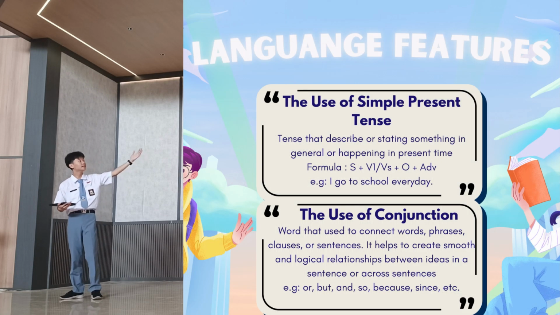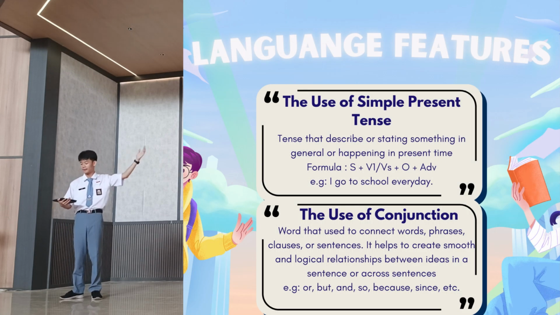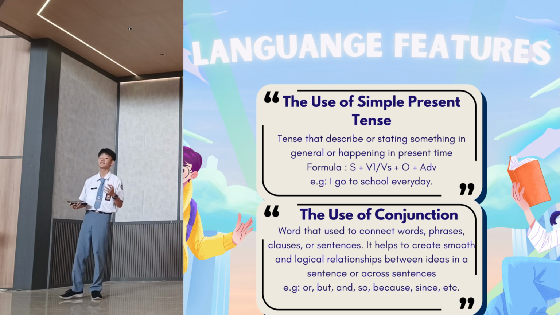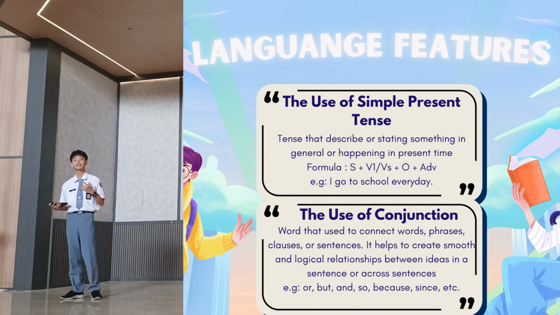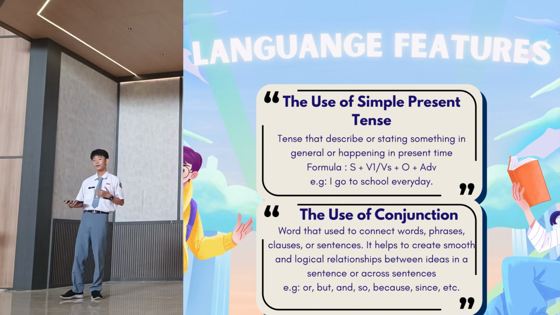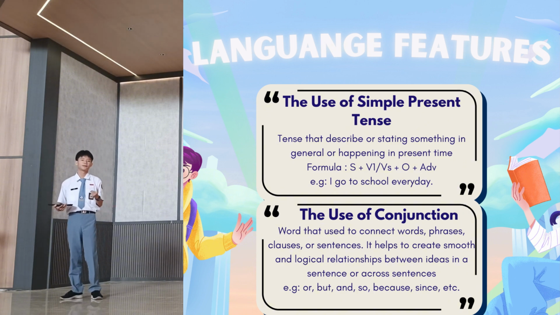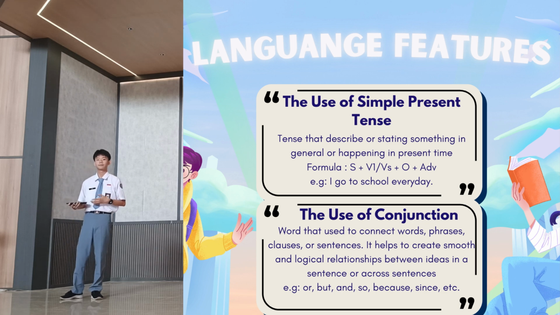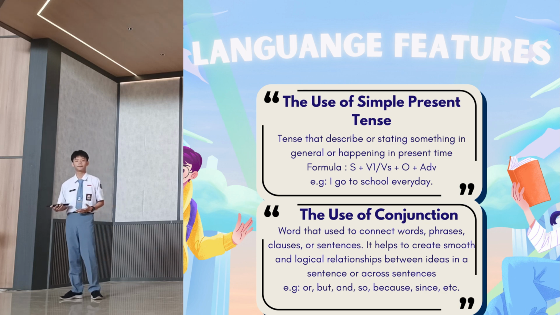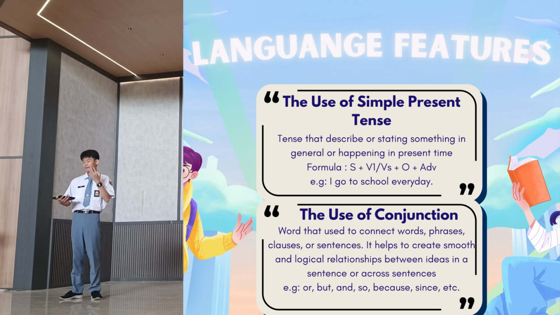The next one is the use of simple present tense. Simple present tense is a tense that describes or states something in general or happening in the present time. The formula is subject plus verb 1 or verb s plus object plus adjective. For example, I go to school every day.